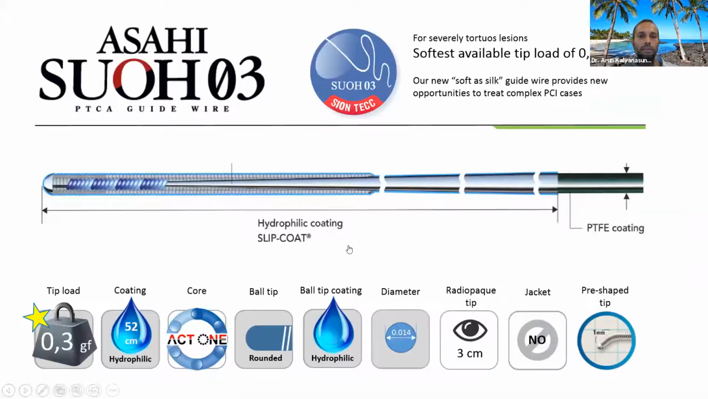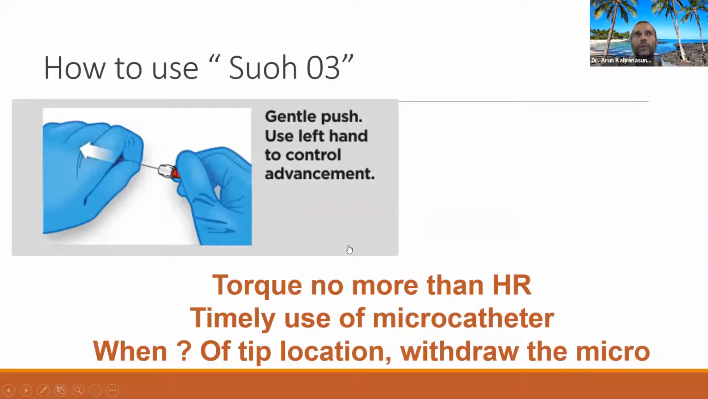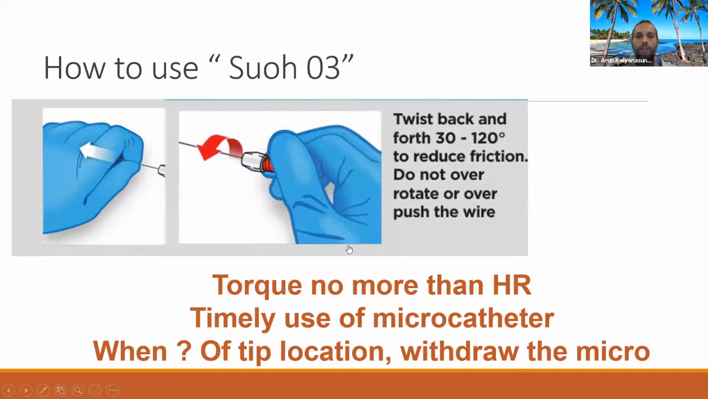So we have talked about SU03 and all these wires. Just about SU03, a couple of things. For those that are not familiar, don't do the surfing. This is a finesse wire. Don't torque more than the heart rate. Make sure you move your microcatheter, go back and forth, be gentle.